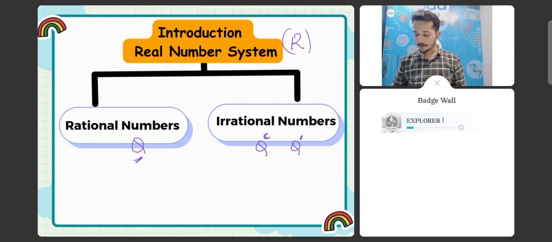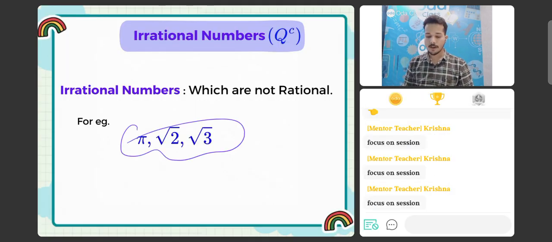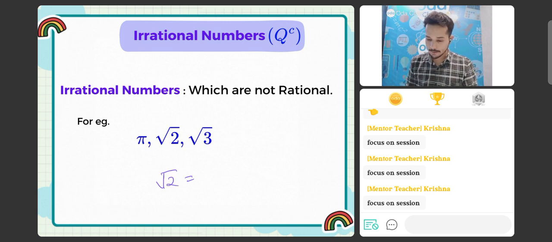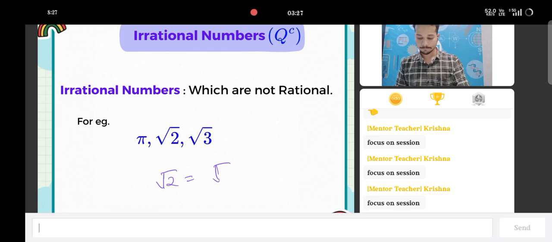Chaliye. Now, students, let us start with the main topic of today's class. Talking about irrational numbers, root 2 I can write as root 2 by 1. Yes, we can write it. But sir, root 2 over here is not an integer. If I write the value, it will go on forever.